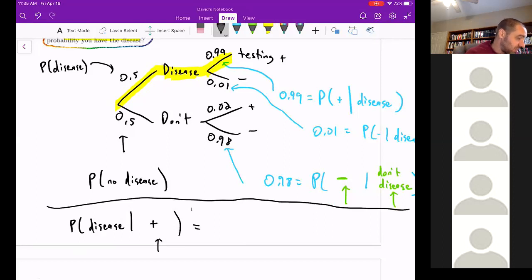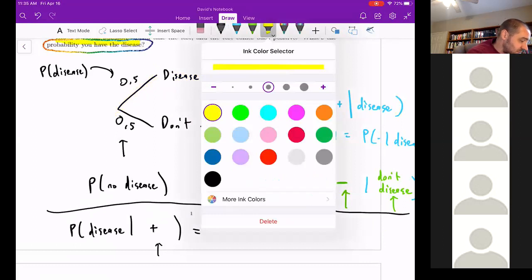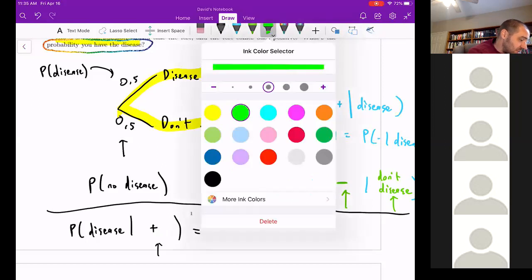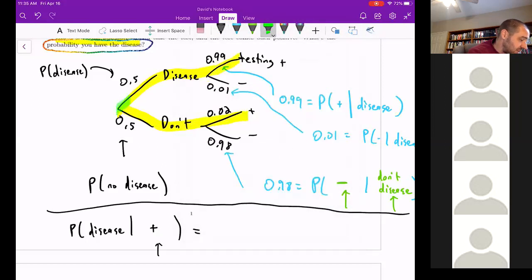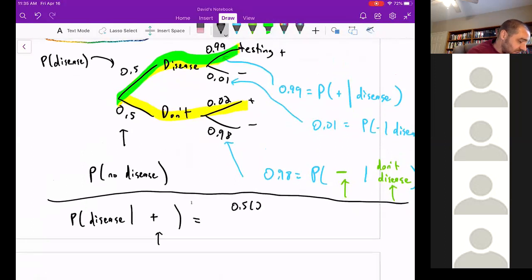Now my picture is getting to be kind of a mess here, but now we do precisely what we did last Friday. Let me clear off some of the highlighting. Okay, I'll keep the yellow. So now we just do what we've been doing. We know the test came back positive, so these two branches here are the only live branches left. But we're interested in the probability I have the disease, so the branch I care about is this one.